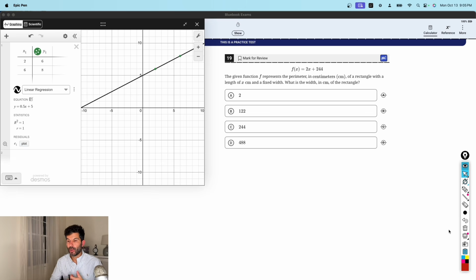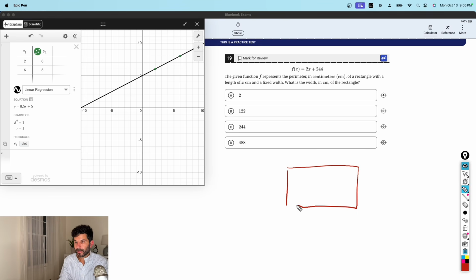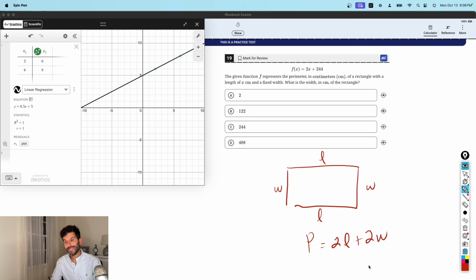Okay, so again, our function represents the perimeter in centimeters of a rectangle with the length of x and a fixed width. So what do we know about perimeter? We know that perimeter of a rectangle, we've got width, width, length, length. Perimeter is equal to 2L plus 2W. Well, in this case, x stands for L. x represents the length. So if I have my function of 2x plus 244, then I know that this x, which is my length, matches up perfectly with that.